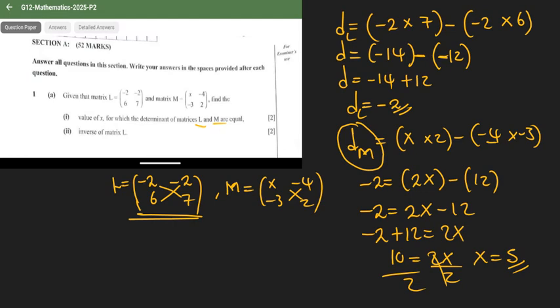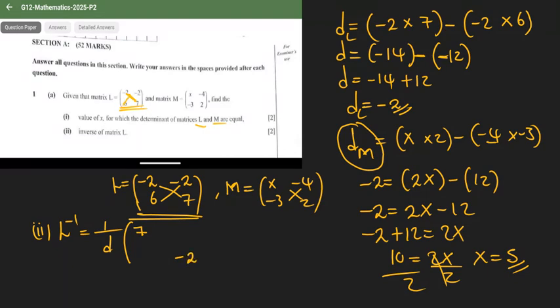Now the question is saying the inverse of matrix L. So to find the inverse, just say 1 over your determinant, then open the bracket, get the matrix of L. Now this 7 for major diagonal, you've seen this major diagonal, right? These exchange positions. So 7 comes here, negative 2 comes here.